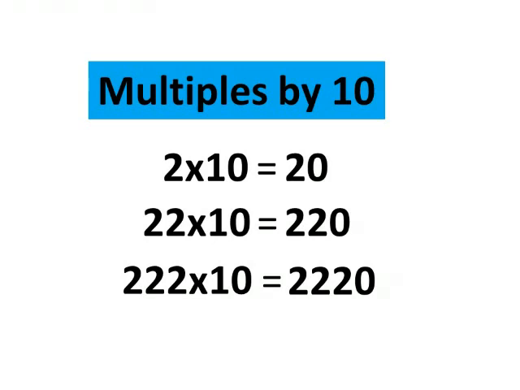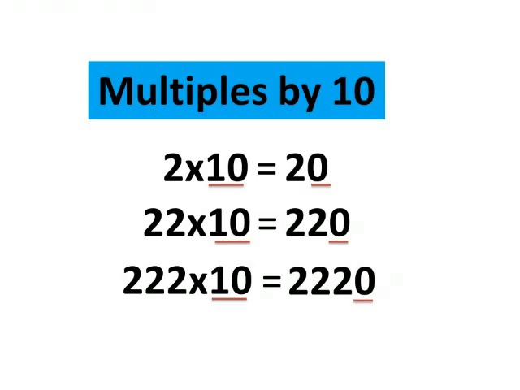Here, the above pattern suggests that when we multiply a number by 10, we can get the product by just putting a 0 to the right of the number. So by using this pattern, it is now easy to multiply any number by 10. Likewise, it is also easy to multiply any number by 100, 1000, and so on.